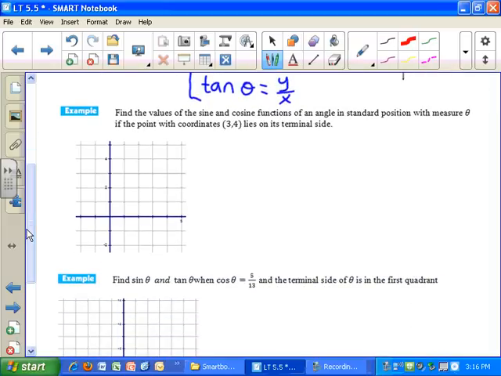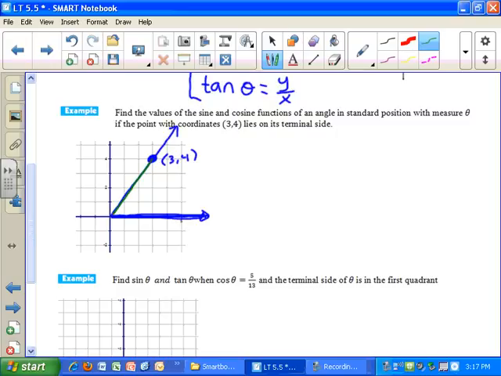Okay. Take this example. It says find the values of the sine and cosine functions of an angle in standard position with the measure theta if the point with coordinates 3, 4, so right there, lies on its terminal side. So it's in standard position. I know one of the angles, or the initial side is going to be right there, and the terminal side has to go through that point.